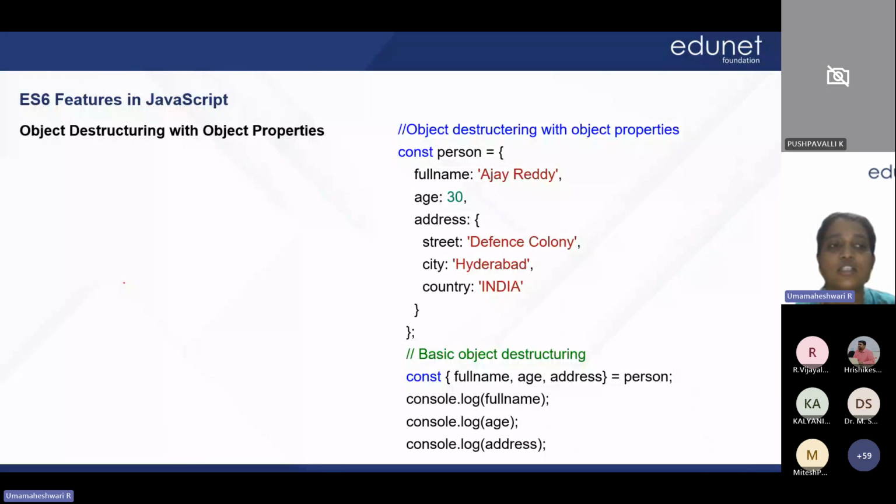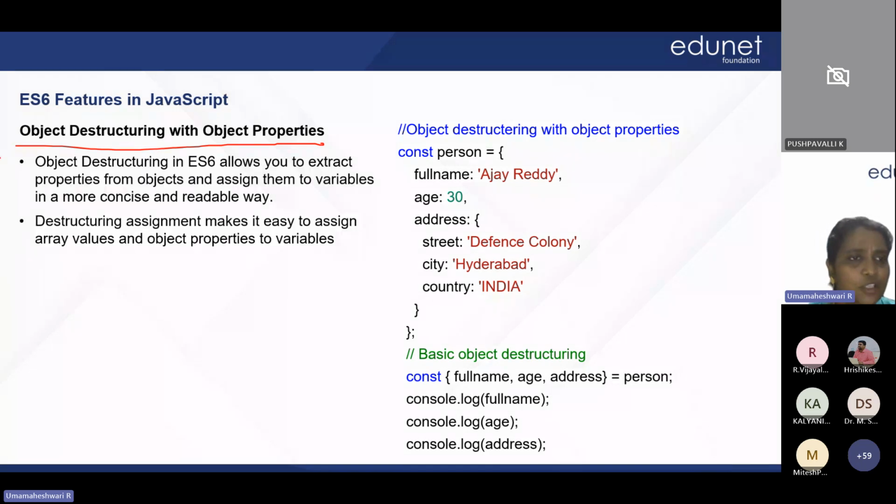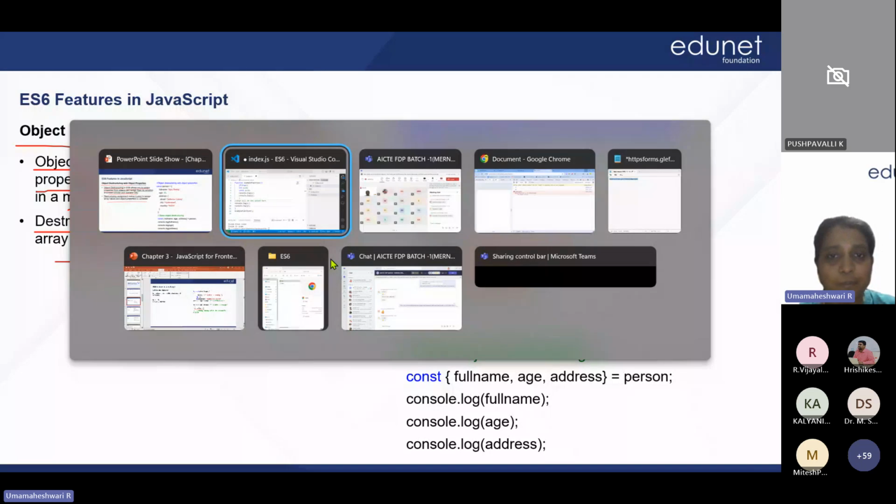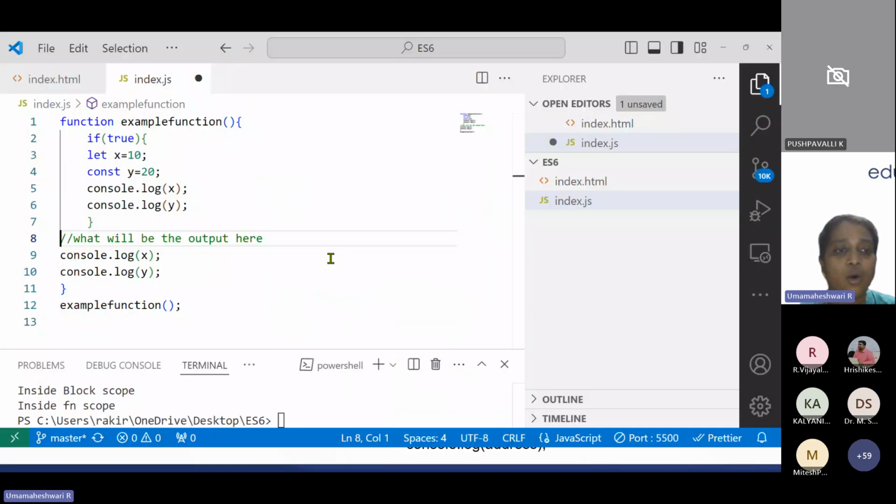Next is a very, very interesting topic, that is nothing but object destructuring with object properties. What is this destructuring concept? Before getting into the description, let's see what description they have given. Object destructuring in ES6 allows you to extract properties from an object and assign them to variables in a more concise and readable way. Destructuring assignment makes it easy to assign array values and object properties to variables. In a more simple way, I can just tell you how we can do this.